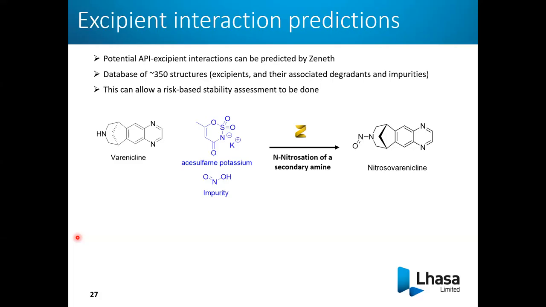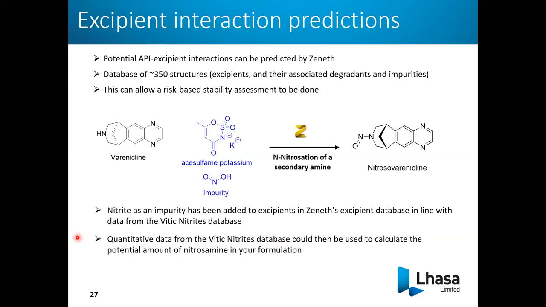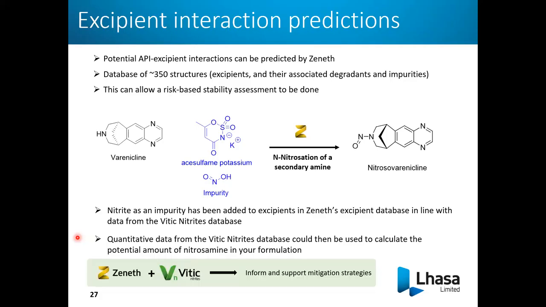The nitrite impurity has been added to excipients in Zenith in line with knowledge from the nitrites database, purely in a qualitative way, present or absent. But you could then use quantitative nitrite results, either experimentally or from the nitrites database, to calculate the potential amount of nitrosamine in the formulation using the equation that I showed on the previous slide. And in this way, the power of Zenith and the power of that nitrites database could be used to inform and support potential mitigation strategies.